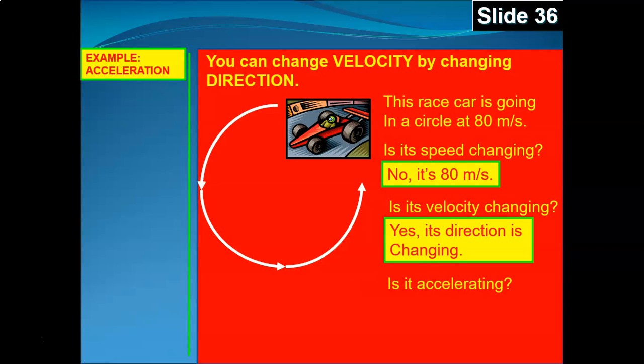Is it accelerating? Going in a circle at 80 meters per second. The answer is yes. Its velocity is changing. Acceleration is any change in velocity, either by speeding up or slowing down, or by changing direction.